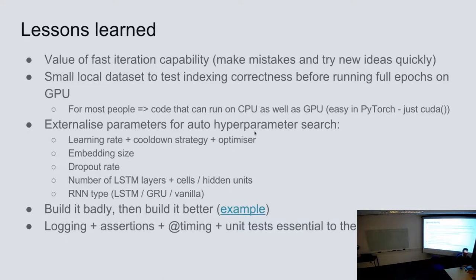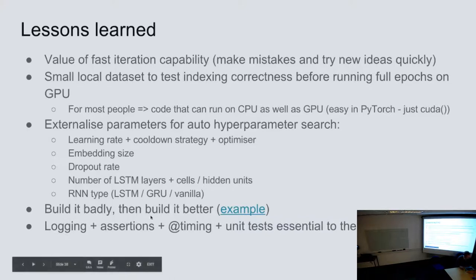Hyperparameters make quite a difference. A hyperparameter is a parameter which affects the training of the algorithm, and the algorithm is not able to change it itself. Learning rate is by far the biggest one, but there are 10 or 15 in my system that affect how good the system is. I've been able to externalize all of those using argparse, which was a nice handy library to find.